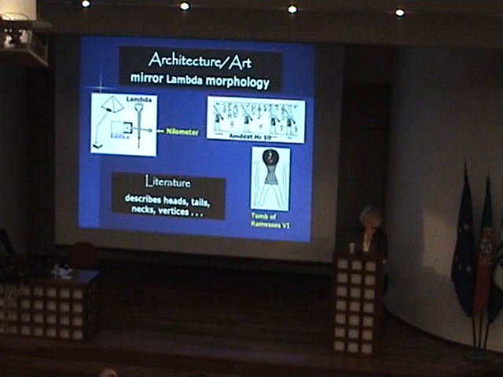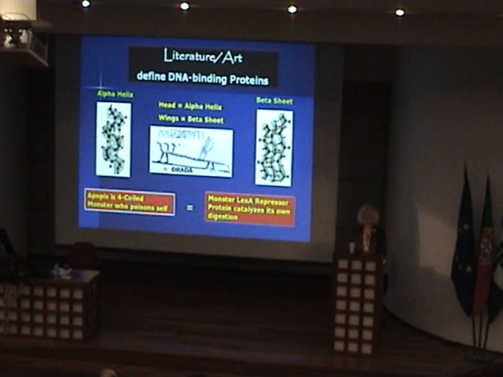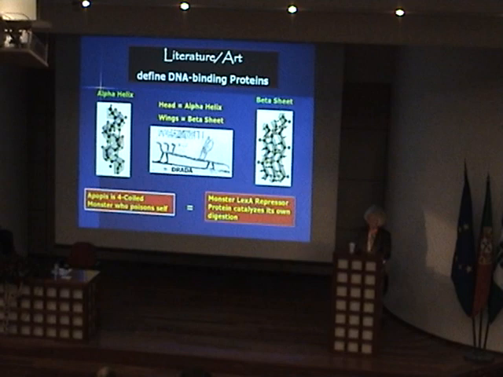Literature and art define DNA binding proteins related to lambda activity. The Egyptians portrayed proteins as serpents with 3, 4, or 5 heads that represented alpha helices and wings that correspond to the protein's beta sheets. For example, the protein DRADA has 3 heads or helices and 1 beta sheet or wings. Also, the pyramid texts describe Apophis as a four-coiled monster that poisons itself.